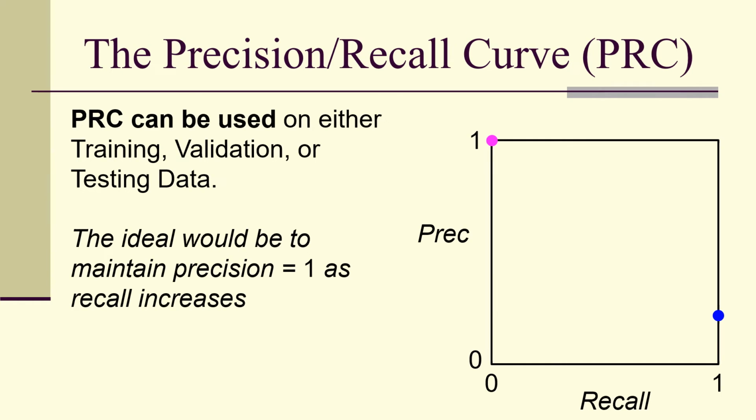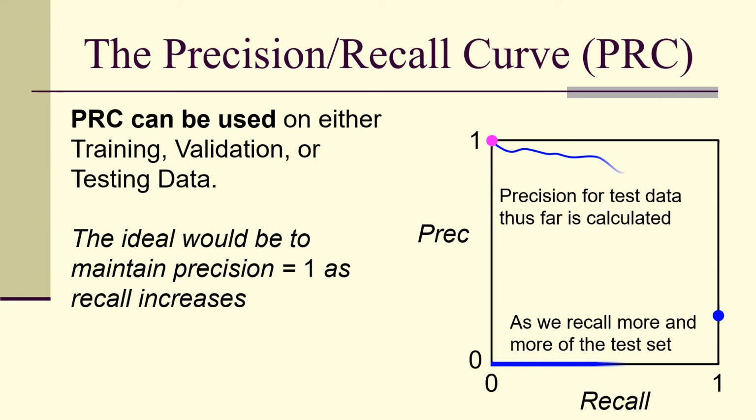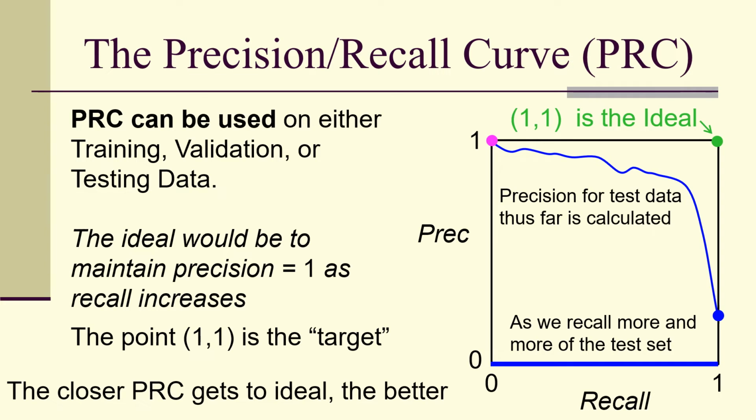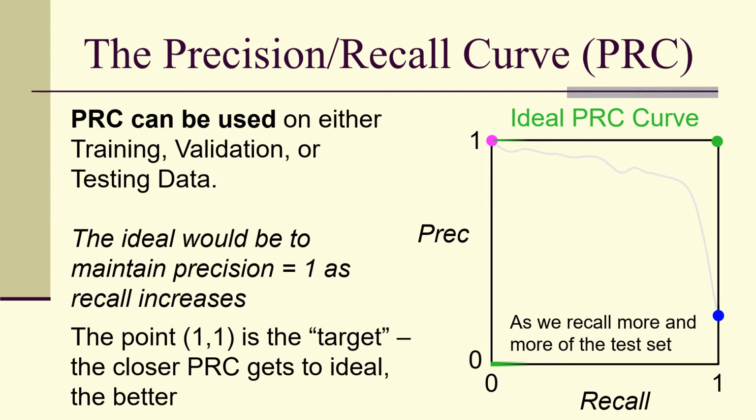The ideal would be that we could keep precision very close to 1 or even equal to 1 as the recall increases. So as the recall goes from 0 to 1, the precision stays up there very close to 1. Remember, this (1, 1) is the target, the ideal. The closer the precision recall curve gets to the ideal, the better. This is what the ideal would look like. Notice the green going across the top toward the ideal point, but it's going to have to drop down at the end to the T over P point.